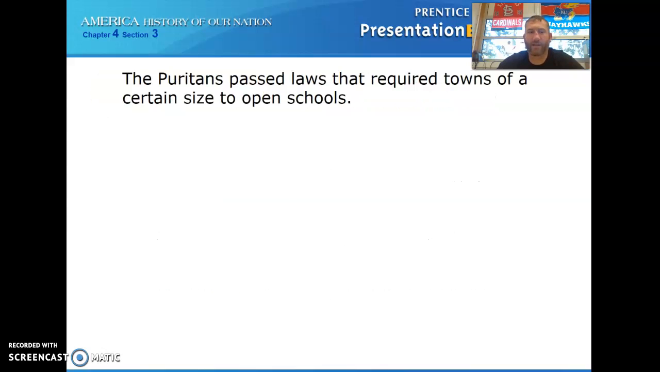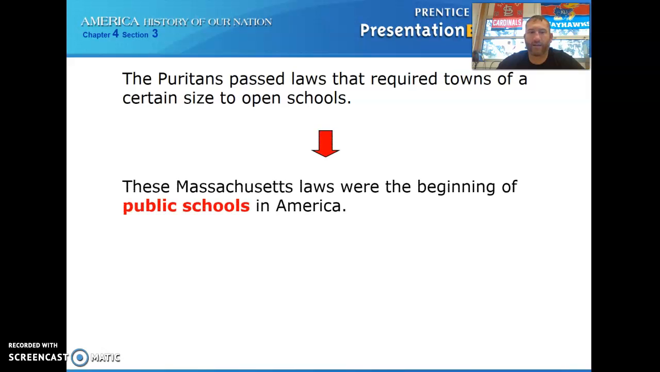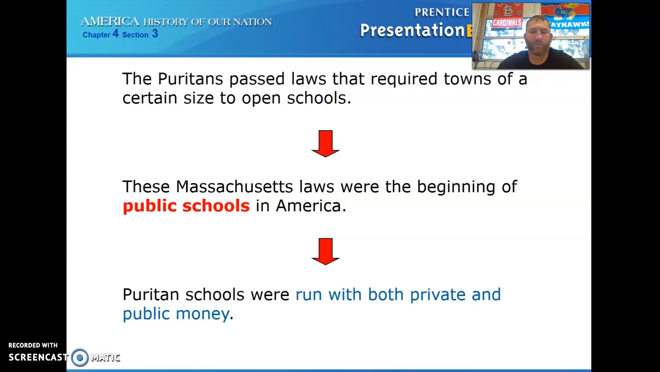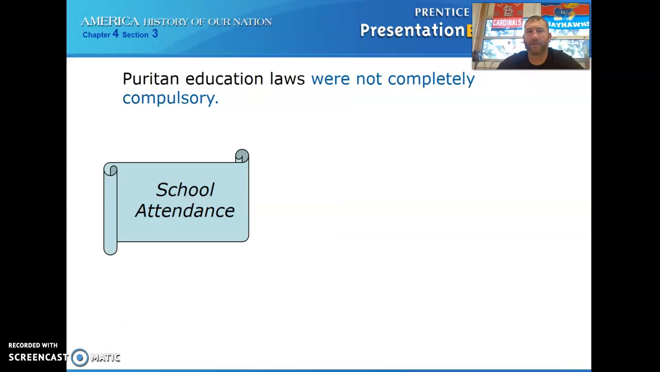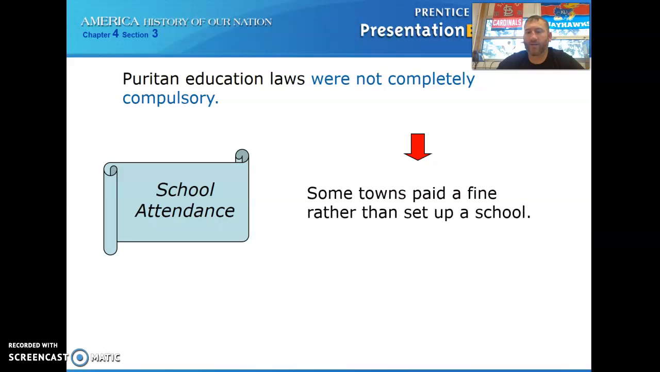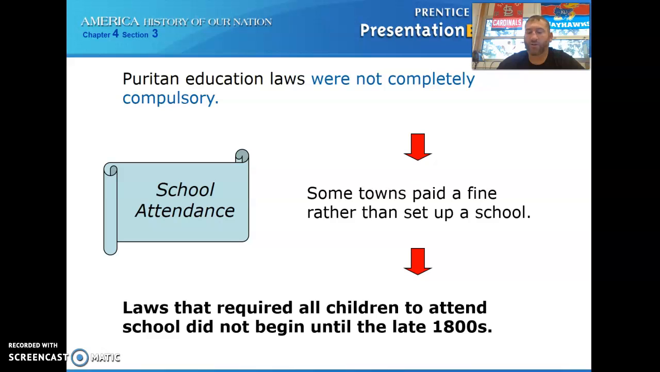Puritans passed laws that required towns of a certain size to open schools. These Massachusetts laws were the beginning of public schools in America, and Puritan schools were run with both private and public money. Puritan education laws were not completely compulsory. Some towns paid a fine rather than set up a school. So towns of more than 50 had to have a school, but instead of building a school, some towns just decided to pay the fine. Laws that required all children to attend did not begin until the late 1800s.